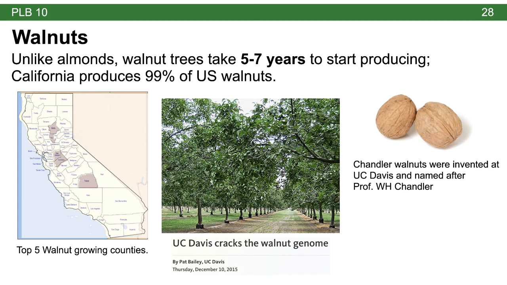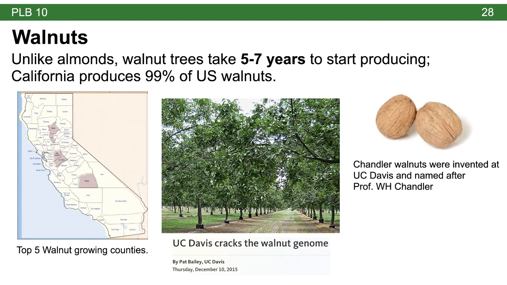UC Davis has a long history with walnuts, first with the Chandler walnut, which was invented on campus and named after Professor W.H. Chandler. But more recently, it's been involved in genetic work with walnuts, and in 2015, UC Davis was the first place to sequence and crack, quote-unquote, the whole walnut genome.